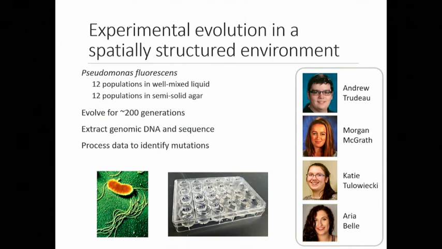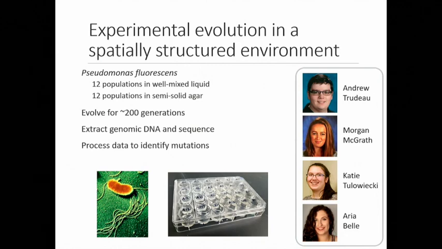The only difference is that in one environment we have some low concentration of agar, just making it such that it's no longer a nice, well-mixed population. Individuals in that population are now moving around themselves, interacting locally instead of just being mixed up through the mixer in the incubator. So we evolved them for about 200 generations. We got their DNA, we have their sequences.